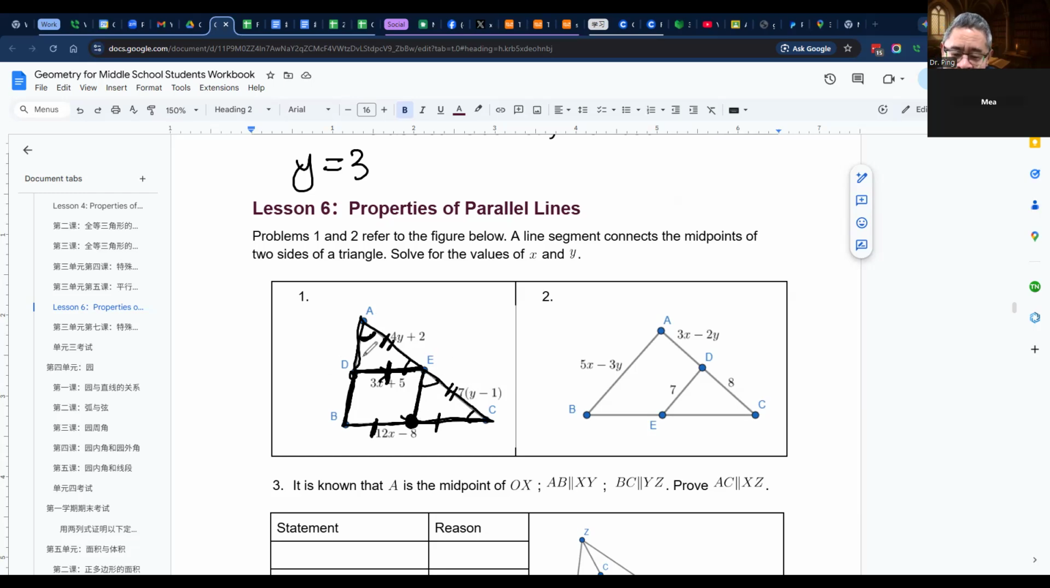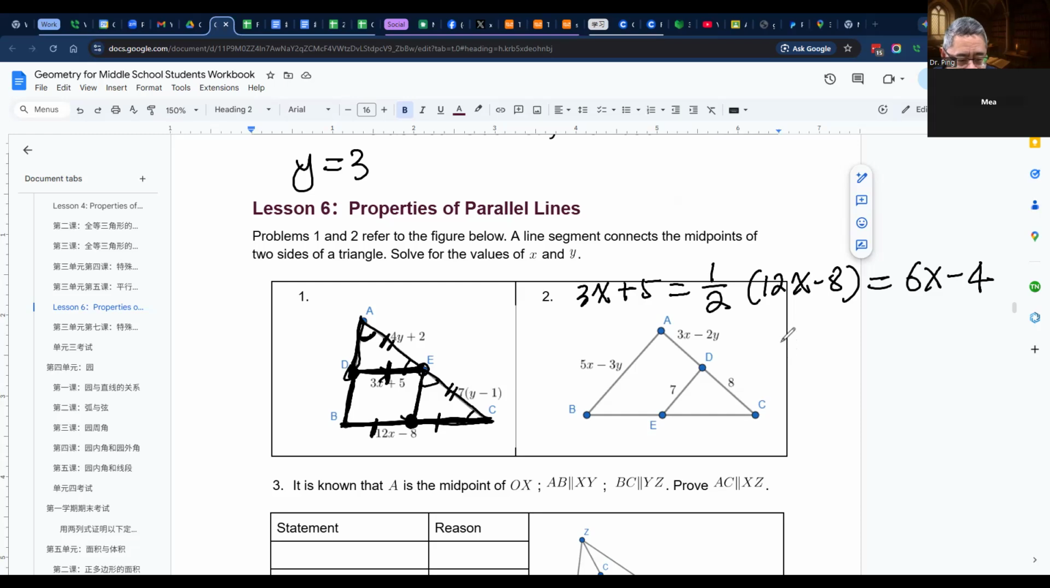So this is a theorem we actually learned before. When you draw the line through a middle point, this line is half of the base. So therefore, what we got here is 3x plus 5, which is half of the bottom line, 12x minus 8, and that gives us 6x minus 4.